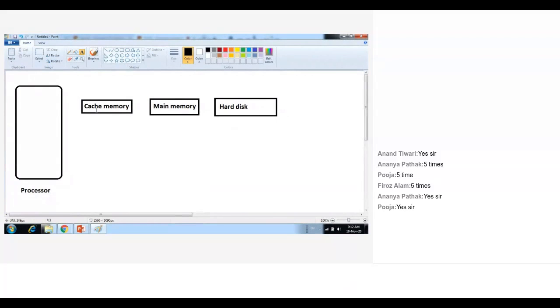And what is the storage capacity of all these three? Storage capacity. Can you tell something about storage capacity?